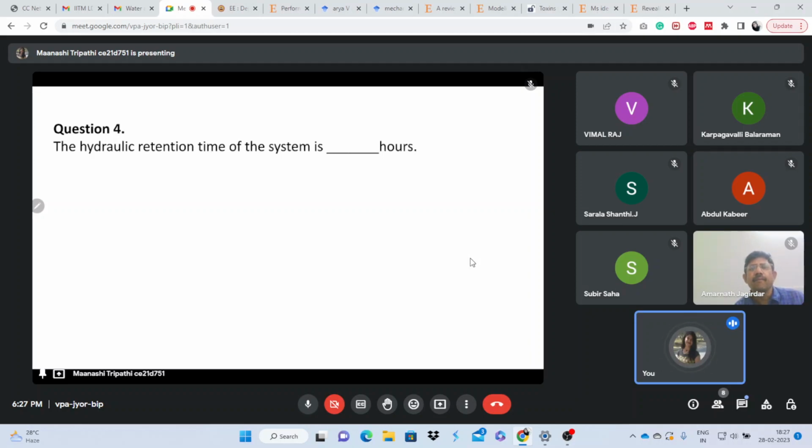And when we say solid retention time, we have to take care of the biomass. Solid retention time means for how much time a biomass is present inside the system. So that will always be in days, and hydraulic is in hours. If you know the answer, you can type in the chat box.